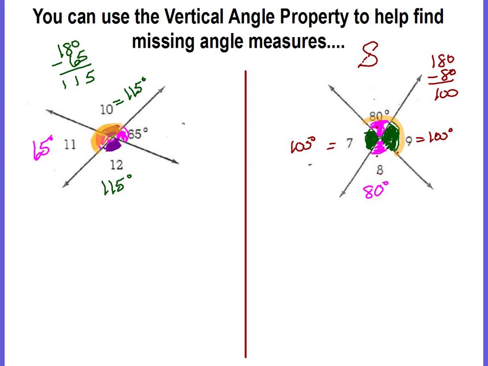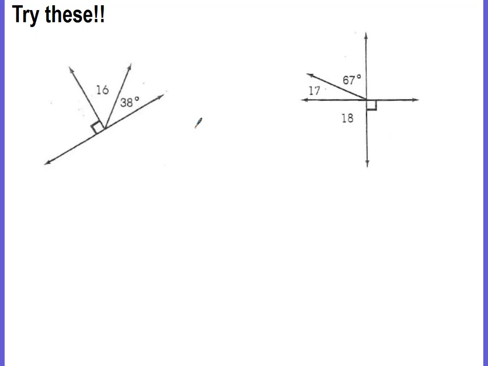Let's keep on going. That was pretty easy. Let's try some more. Okay, here we go. We're going to try these. We want to find the measure of angle 16. Well, take a look at what you have. What happens to this angle 16 and this 30-degree angle? What kind of angle do they make? They make a right angle, don't they?